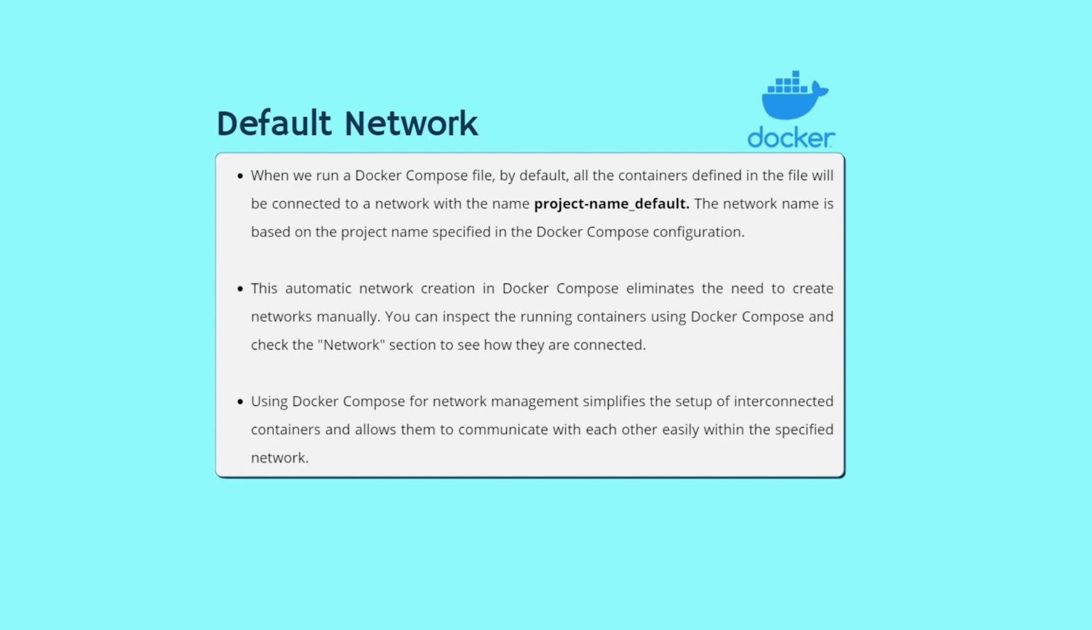You can inspect the running containers using Docker Compose and check the network section to see how they are connected. Using Docker Compose for network management simplifies the setup of interconnected containers and allows them to communicate with each other easily within the specified network.